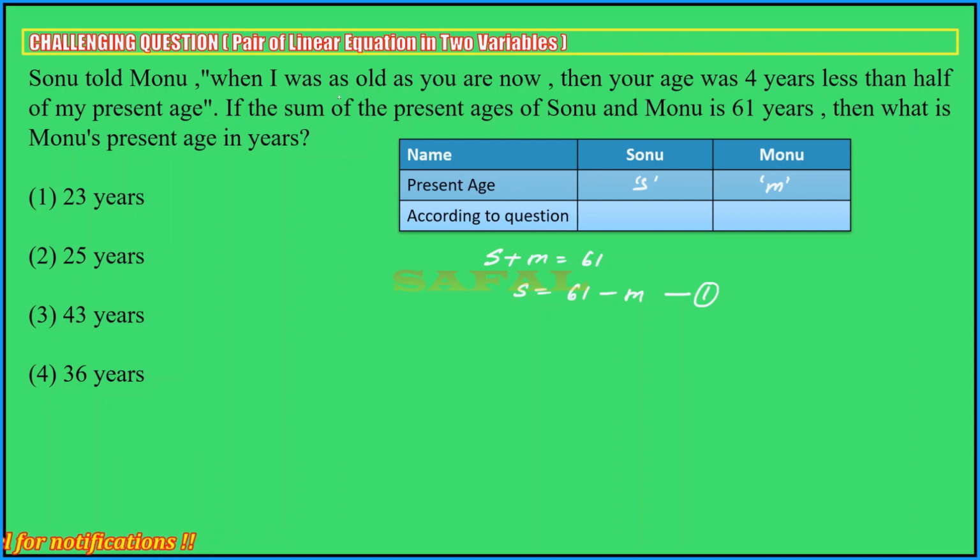Also, according to the question, Sonu told Monu, when I was as old as you are now. That means when Sonu was equal to Monu's present age. So now Monu's present age is what? M. So when Sonu was M years, then Monu's age was 4 years less than half of Sonu's present age. Now Sonu's present age is S, so half of that will be S by 2, and Monu was 4 years less than that.